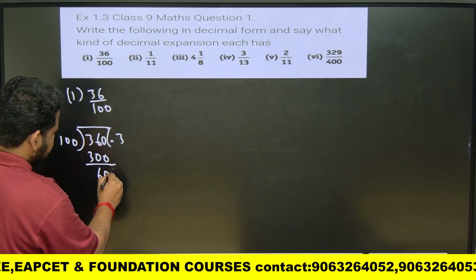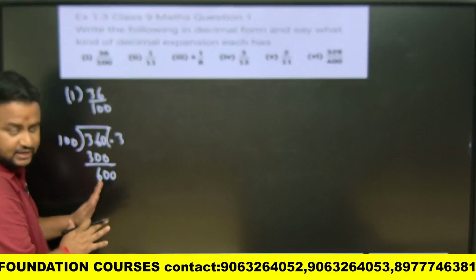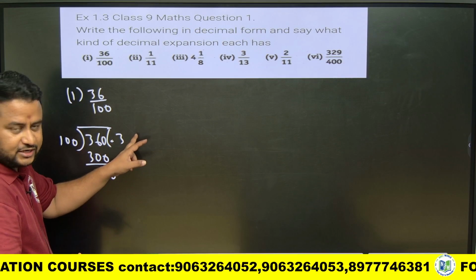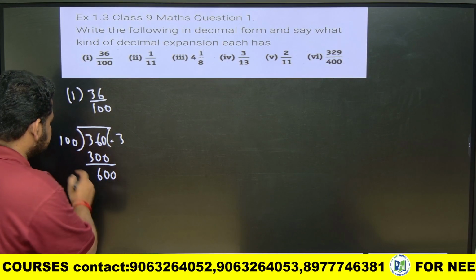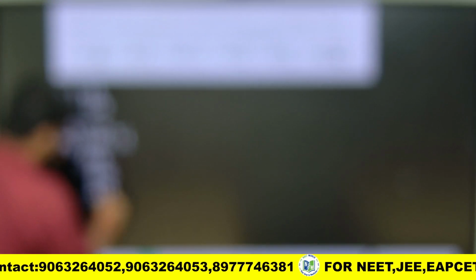If I put 0, I should not put 0 here. Once I can put 0, again if I want to put 0, then only I should write it here. I will put 0 here. Then 6 into 100 is 600. Okay, and the remainder is 0.